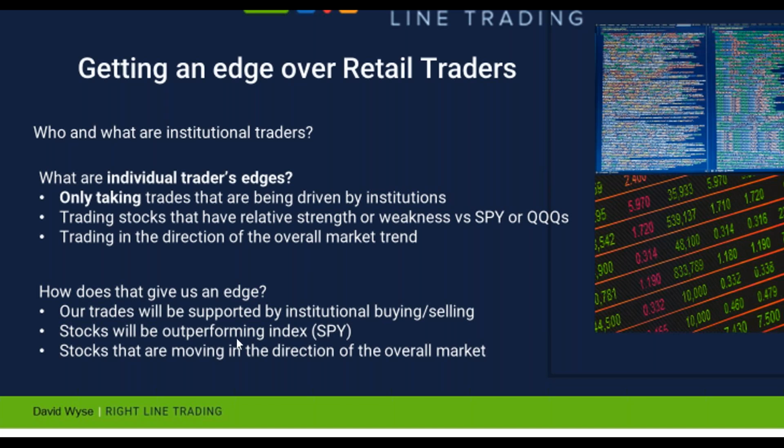The stocks will be outperforming the index, the SPY, because we're doing relative strength, relative weakness, and they're going to be moving in the direction of the overall market. If you do these three things, you're going to be heads and shoulders above 95% of the retail traders out there.